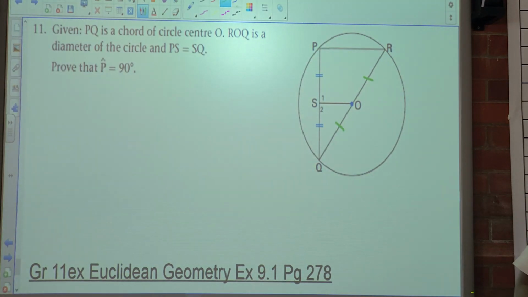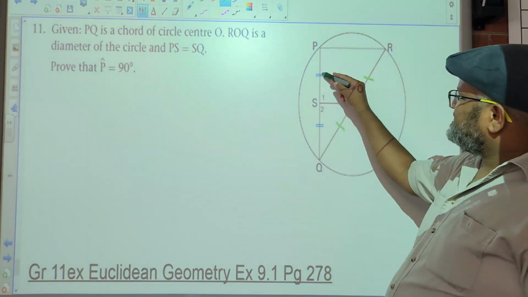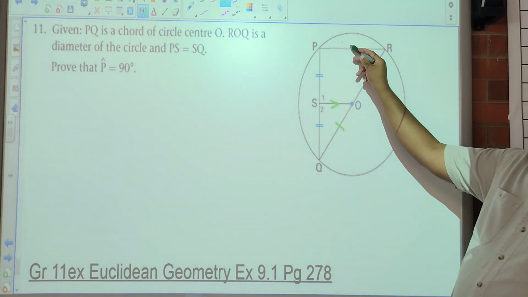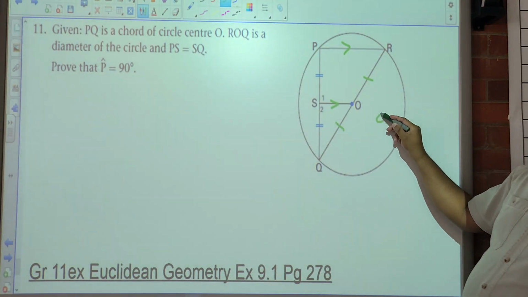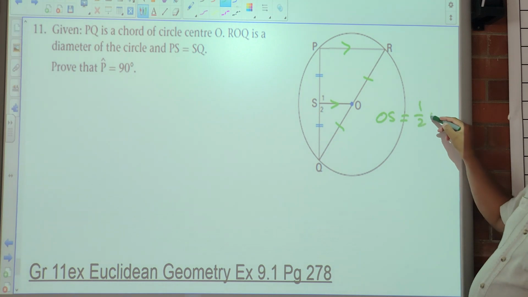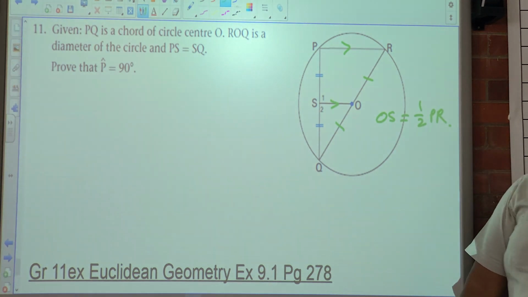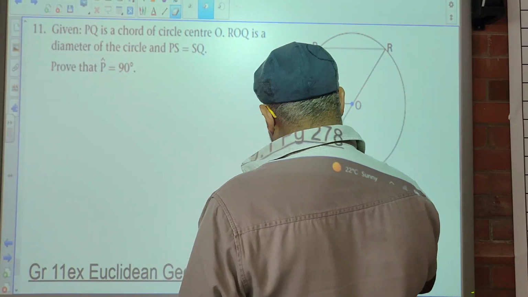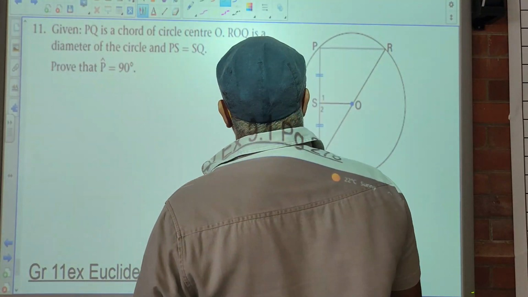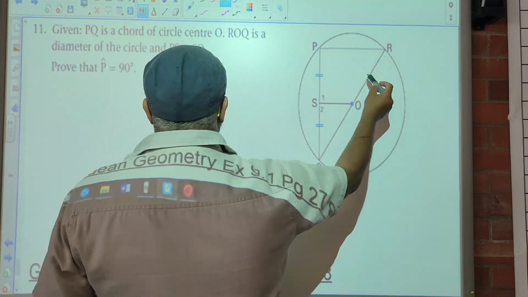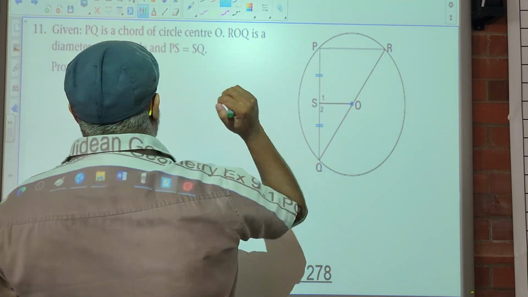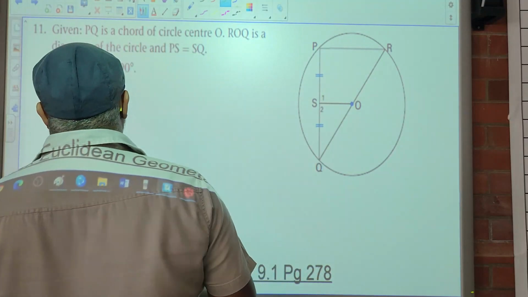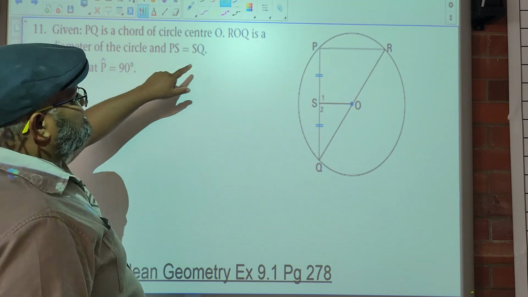Why? Radii. Okay. So that is already equal. And that is equal. So this line will be parallel to that. Also, OS is equal to half PR. The midpoint here. Okay. Without reading anything else here. Then we are told that RQ is a diameter. Okay, so that we spoke about already. RS is equal to PS is equal to SQ. Prove that angle P is 90 degrees.